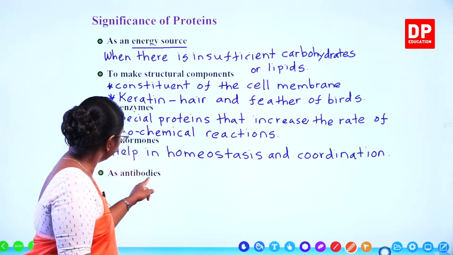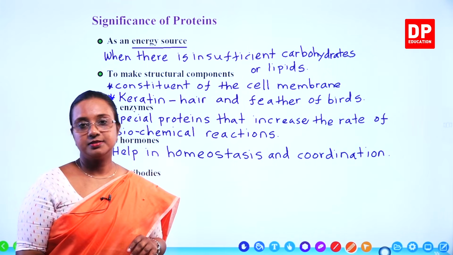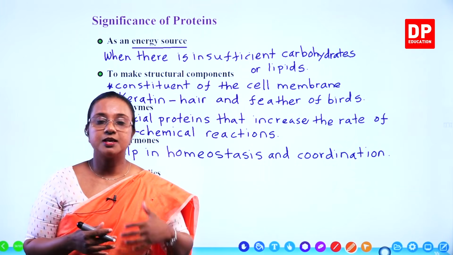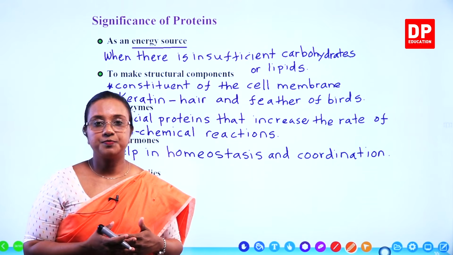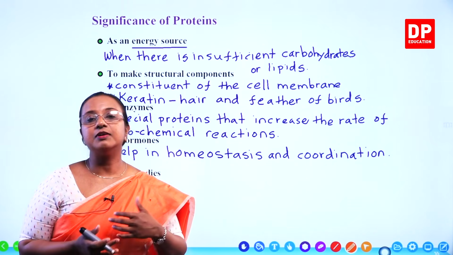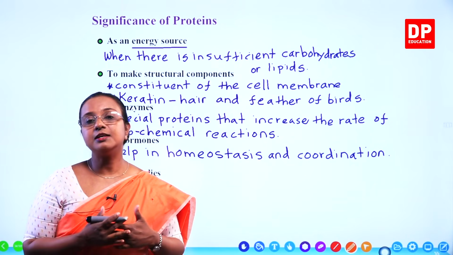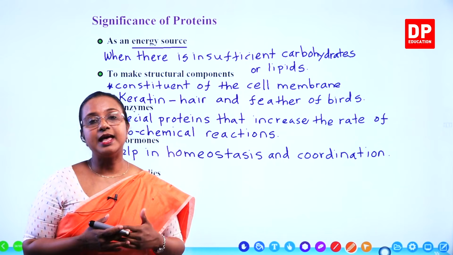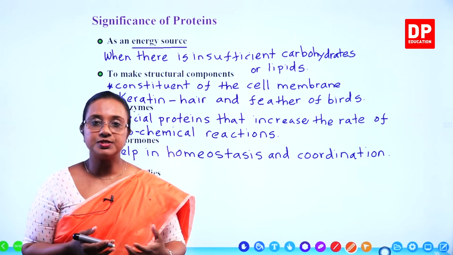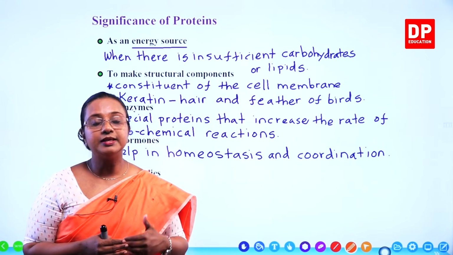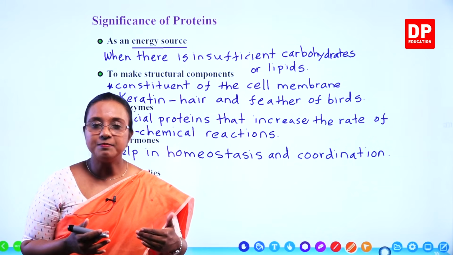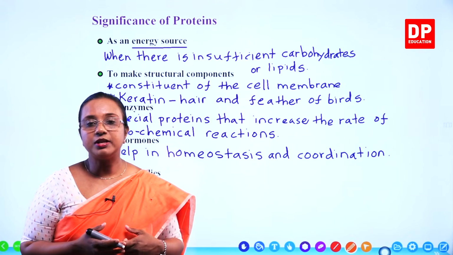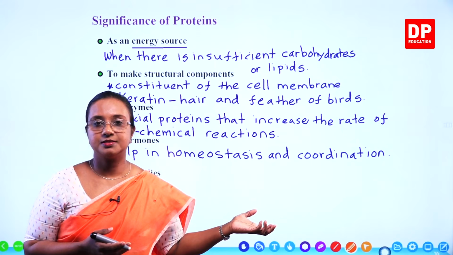Then protein acts as antibodies. As you know, our body always protects us from external factors. So the pathogens that enter our body are external factors that can harm our body. In order to prevent that harm, our body produces a chemical substance called the antibodies. This is done by the white blood cells present in blood. So these antibodies are made up of proteins.